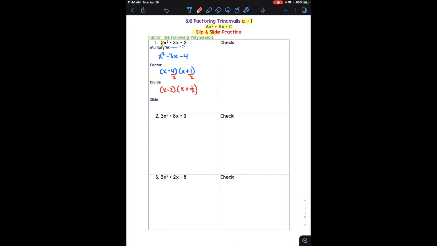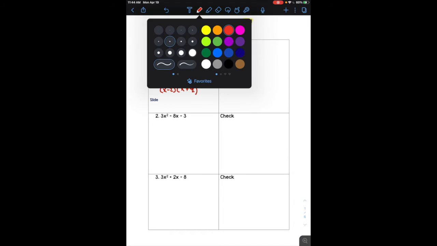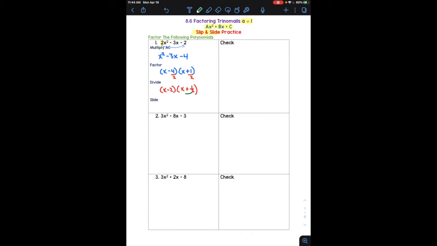However, in our factors, we're not going to leave a fraction. The last step is called slide, in which if we are left with a fraction, we slide the denominator up to the front. So our factors are now x minus 2 times 2x plus 1. These will be our factors for our original trinomial, 2x squared minus 3x minus 2.